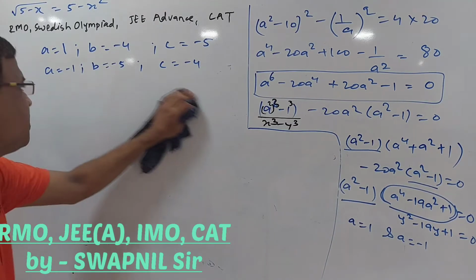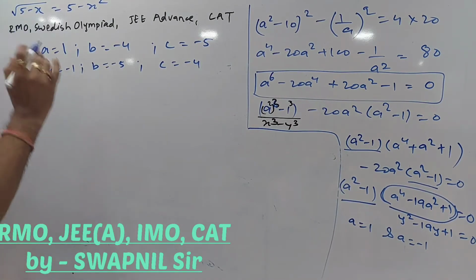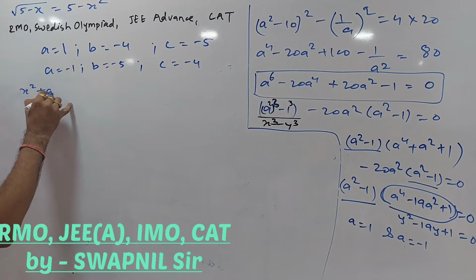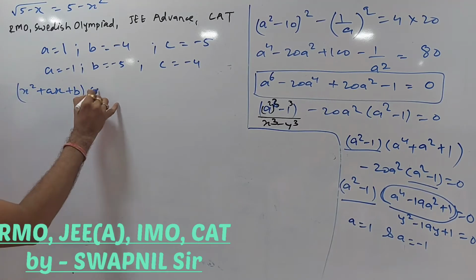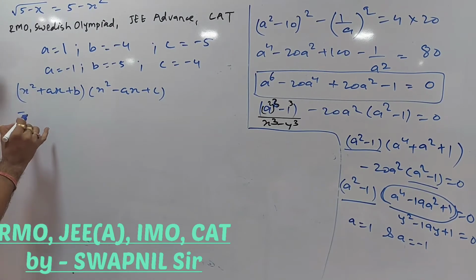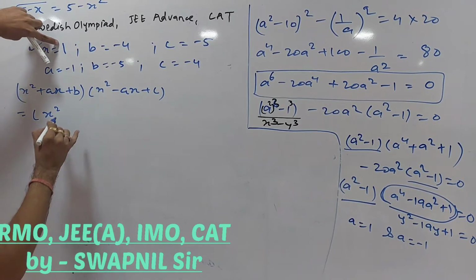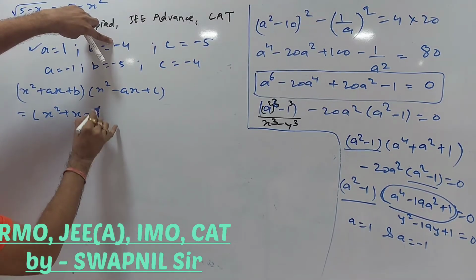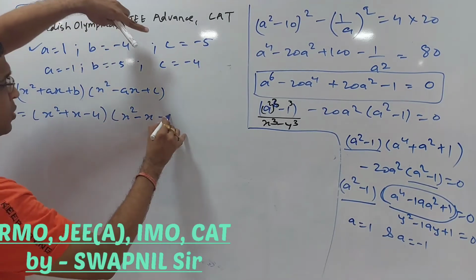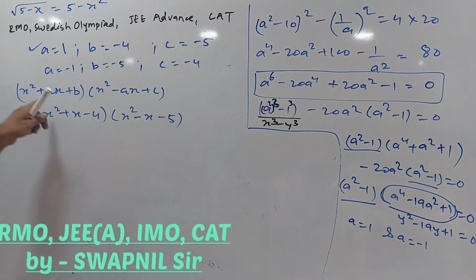Now jumping to the next step, the factors are x square plus ax plus b, and then x square minus ax plus c. So that was my question. So now I am converting. I am just taking this set first. So this is x square plus x minus 4, and then x square minus x minus 5. Check this out. I am just replacing the value of a. I am just taking the values of a, b, c and putting them here.